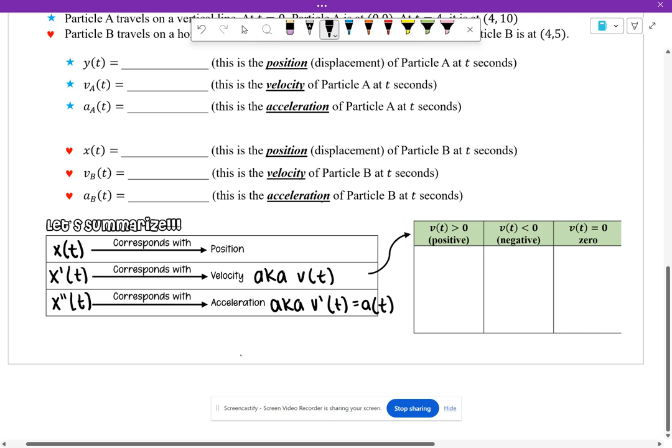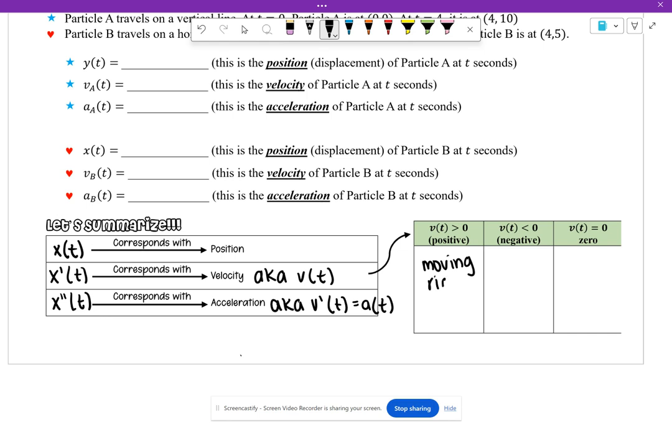Okay. Now, a couple things about the velocity function. If your velocity is positive, that tells me that my object is moving either to the right or up. So it's moving in positive directions. Right and up are positive directions. If your velocity is negative at any point, then it's moving to the left or down. And if velocity is 0, that means your object has stopped. Okay, so that's just a quick summary.